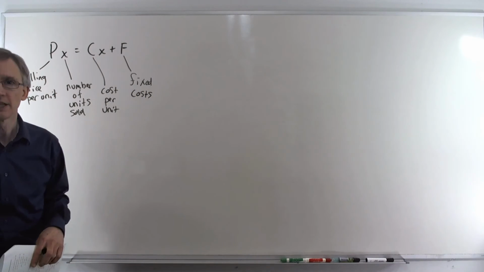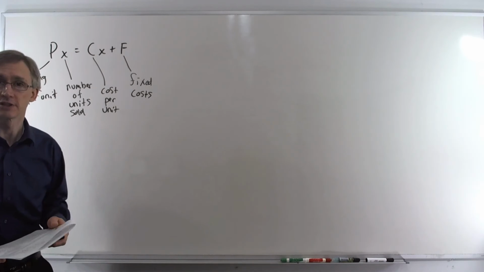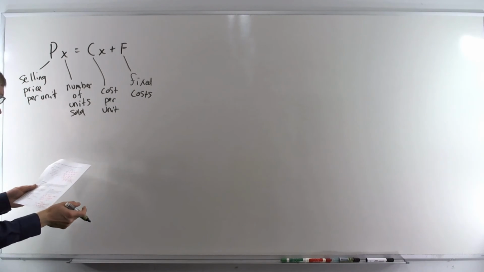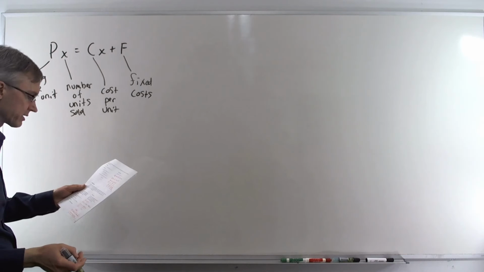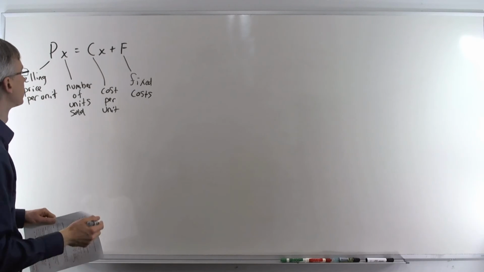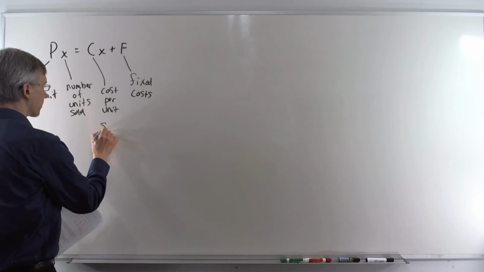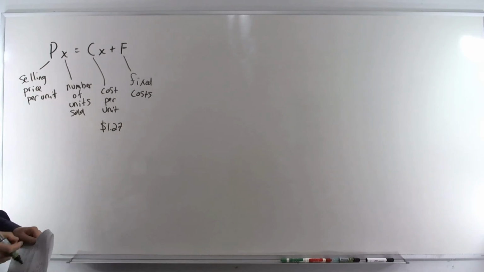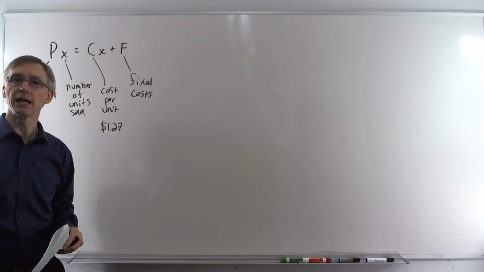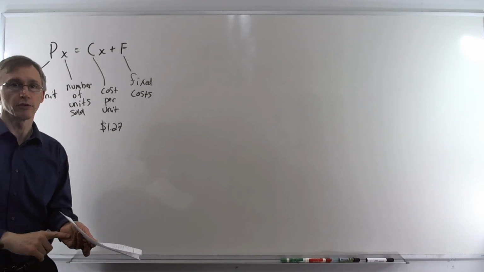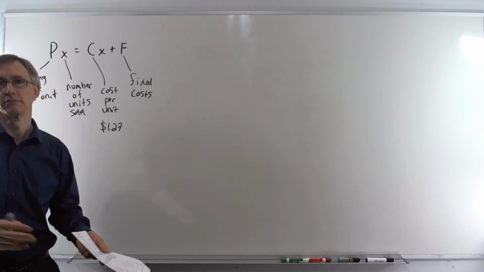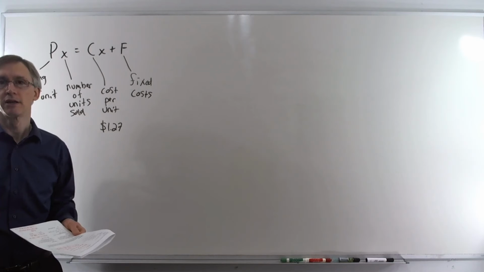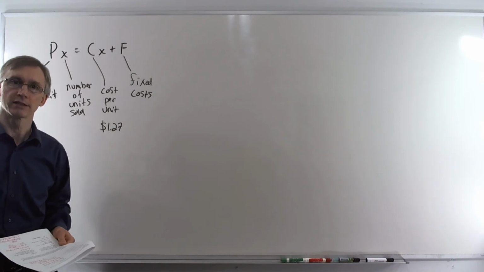So let's look at what each of these means in the context of the first example. We've got a candy maker who determines that the cost per box of candy is $1.27. So in this example, cost per unit, $1.27. That's how much it costs to make each box of candy. That might be the ingredients, the packaging, stuff like that. Things that they need to pay for every box of candy that they make.